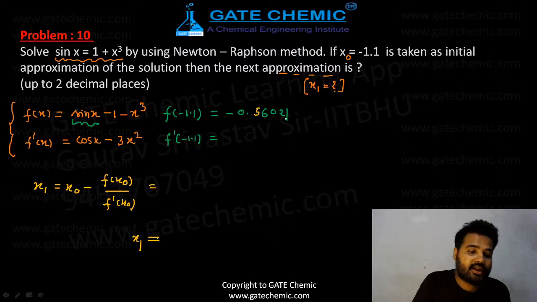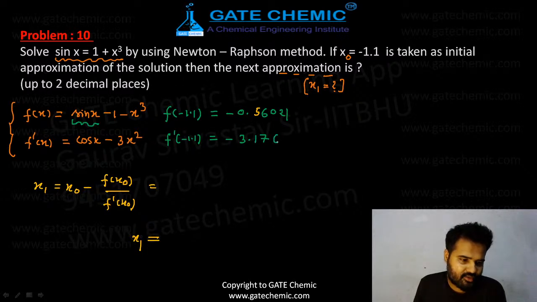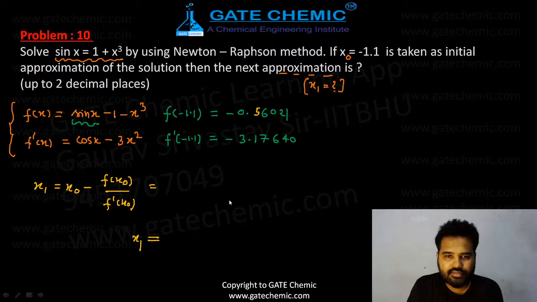Very good beta, -0.56021. And the second one, cos(-1.1) minus 3 into (-1.1) whole square. Beta, please confirm this one too. -3.17640. Is it correct beta? Second one, everyone beta, please confirm. Is it correct? So x naught is -1.1 and minus 0.56021. Okay, very good, very good.